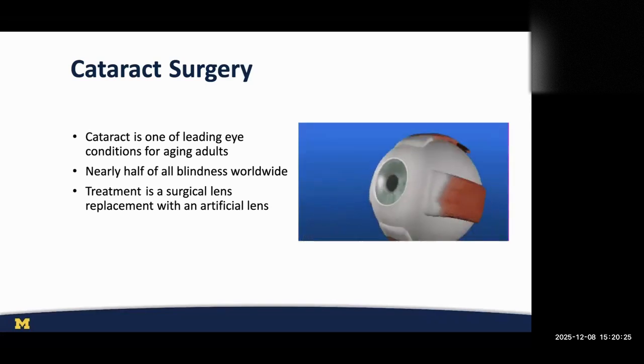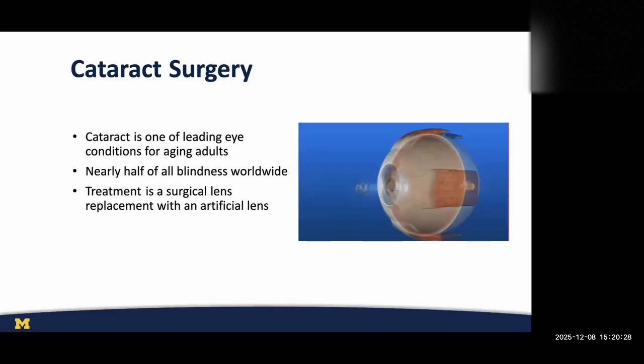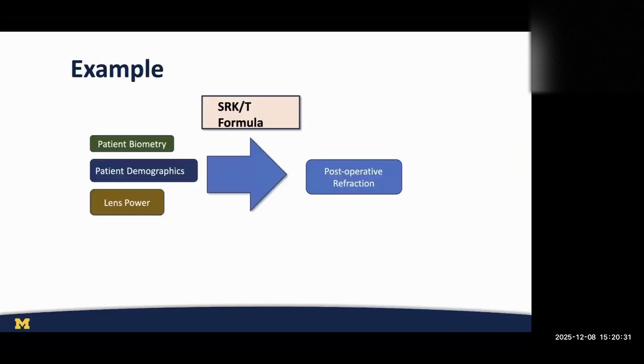And how do they determine the power of the lens to put into the eye? They use something called an IOL power formula. IOL is intraocular lens. One example of these IOL power formulas is the SRK/T formula. If you were the surgeon, you would input different patient biometry, that's different measurements of the eye, and some demographics, which is just the gender of the patient. Then you would put in the power of the lens that you want to implant into the eye. And then the formula will output what it believes the post-operative refraction will be.